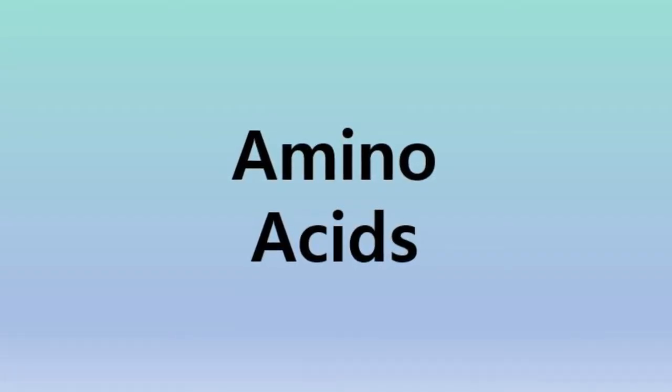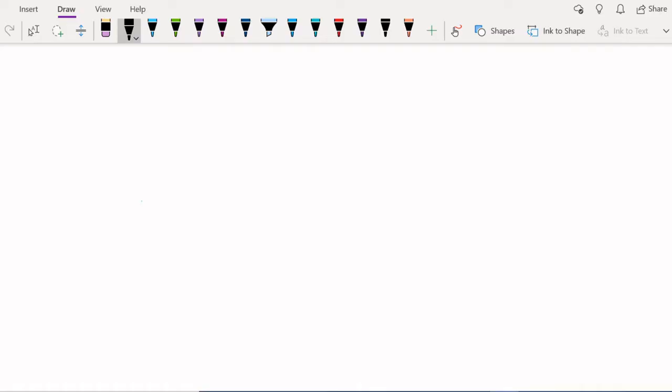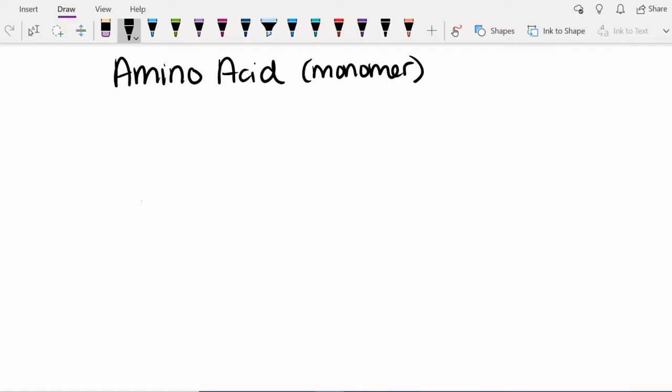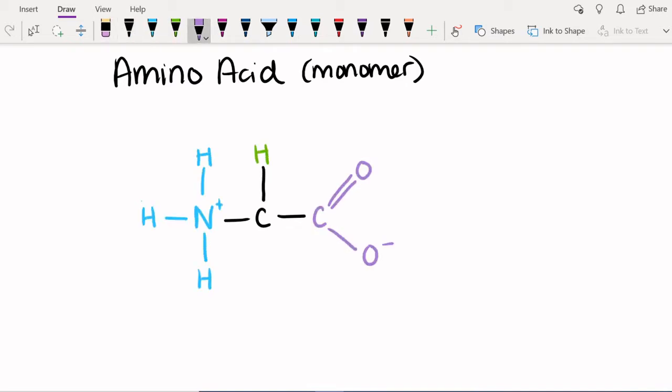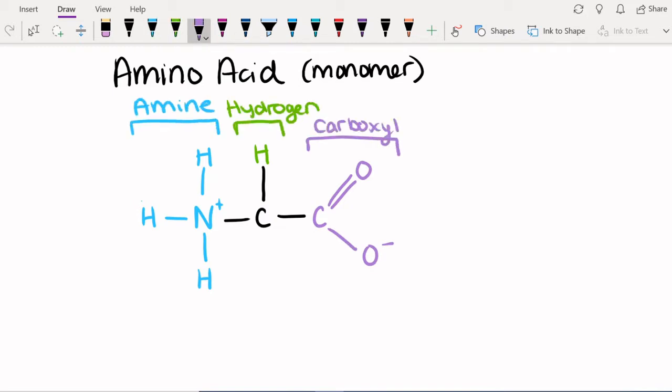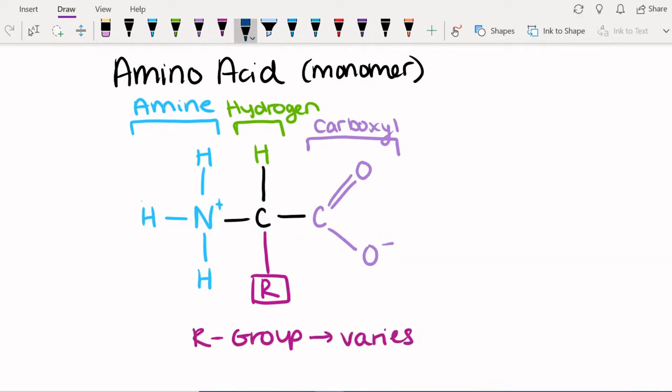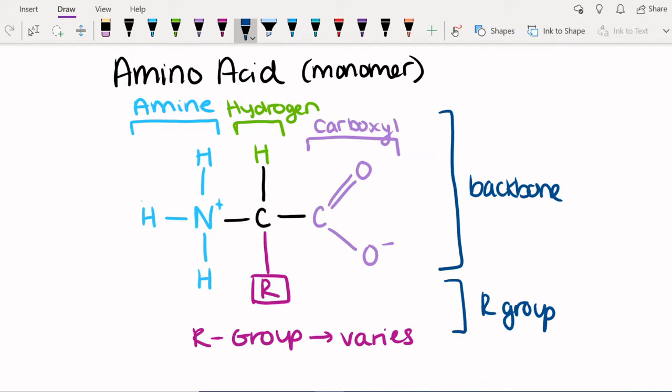Macromolecules have structural units called monomers and polymers. Polymers are made of many small repeating units, which are monomers. For proteins, the polymer is a polypeptide, and the monomer is an amino acid. Amino acids have a few different groups, an amine group, a hydrogen group, and a carboxyl group. These 3 groups make up the backbone of the amino acid. All amino acids have the same backbone.